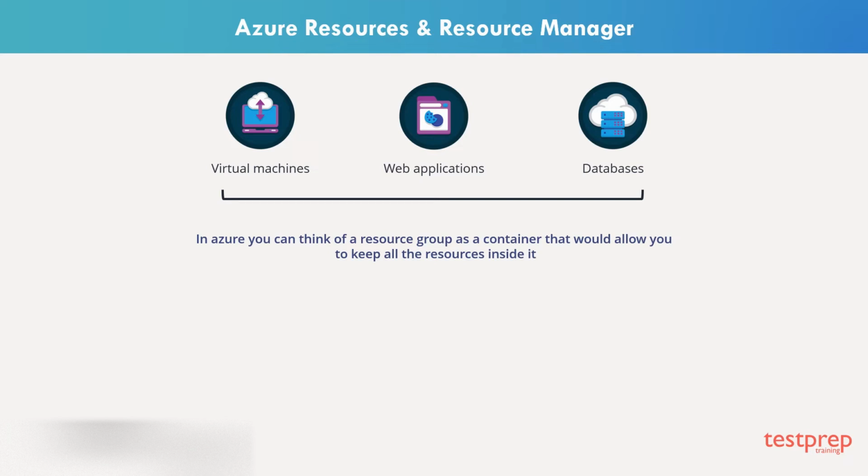For example, you can check the billing of that resource group. A resource group will let you effectively manage the application collectively, as it becomes difficult to manage objects individually. So how are the resources created in Azure?